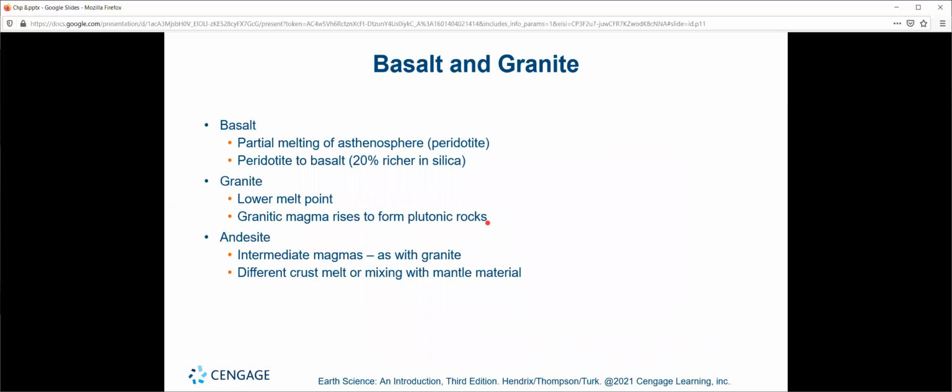So we talked about igneous rocks way back in chapter 3, I want to say, at the beginning of the semester. And igneous rocks, of course, are the crystallized magmas and lavas, right? The most common of these we're talking about here, basalts, granites, and andesites. Basalt is a partially melted asthenosphere. The granite has a lower melting point, and the andesite is between the basalt and the granite.